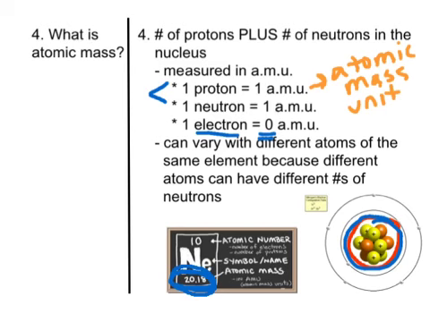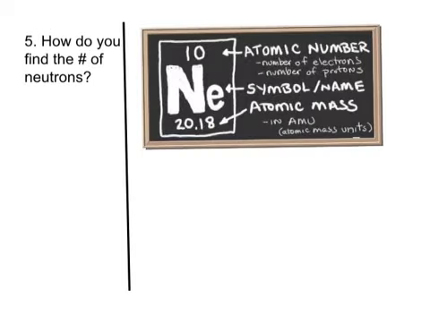Okay, now we've got just one last question, and it's super easy. Those of you who are pretty smart in math can figure this one out pretty easily. But we're going to put it in our notes just in case you forget or don't realize how to do it. We're going to talk about how you find the number of neutrons looking at the periodic table. So again, our last question: how do you find the number of neutrons?